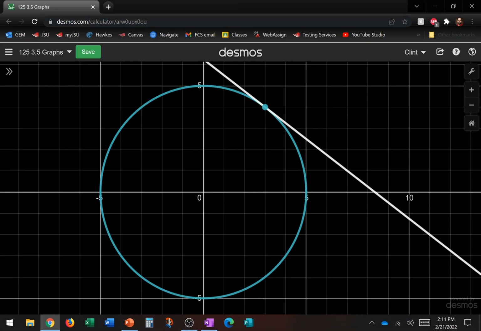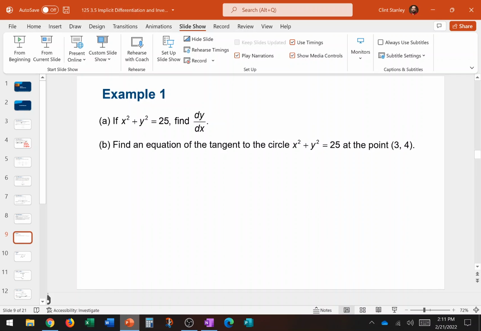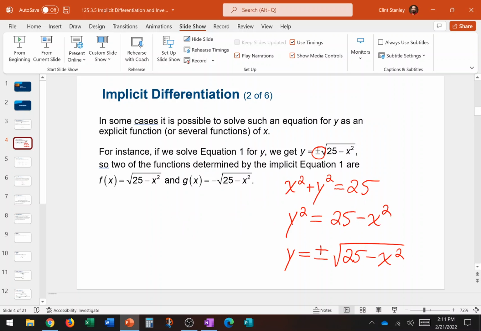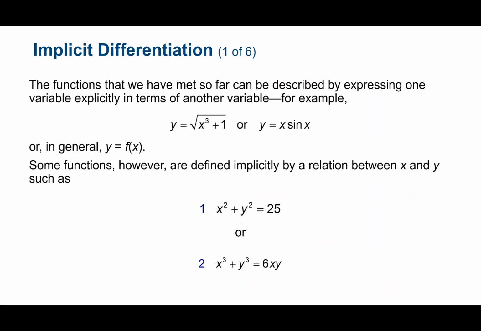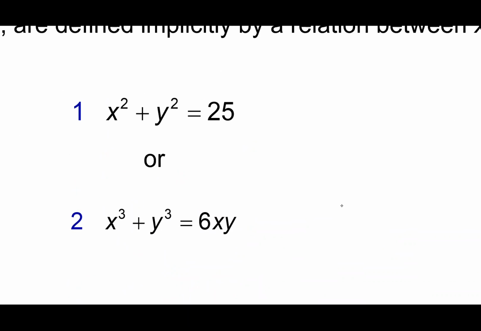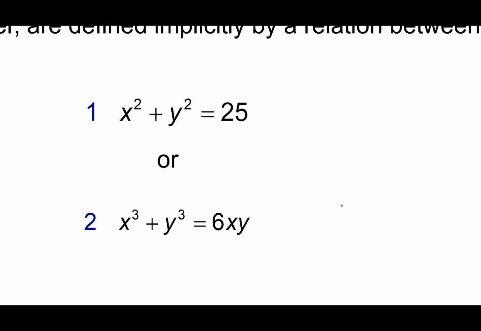What about the other one? What about our other equation here? Where is it at? All the way back here. So what about x cubed plus y cubed equals 6xy? Well, if we want dy dx for that one.